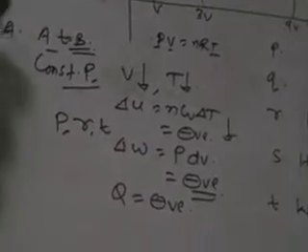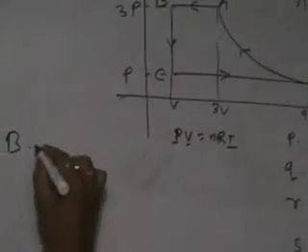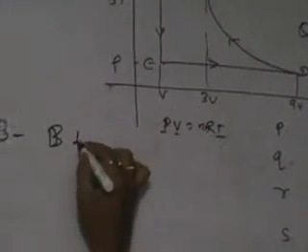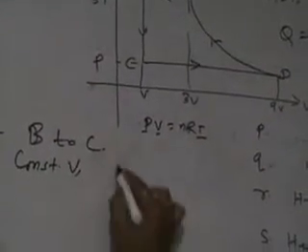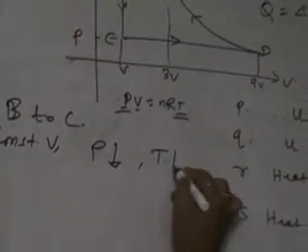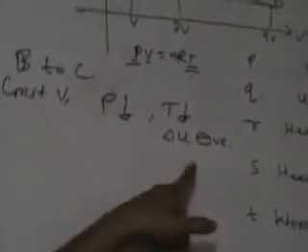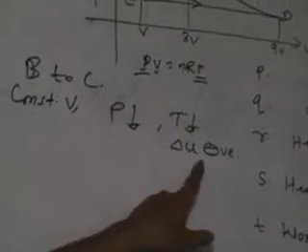So A goes to P, R, T for the first part. Okay. And now we will do B, C, D. B is for B to C. This is again at constant volume and pressure is decreasing. Pressure is directly proportional to temperature, so temperature will also decrease. So delta U becomes negative as T is decreasing, U will also decrease.